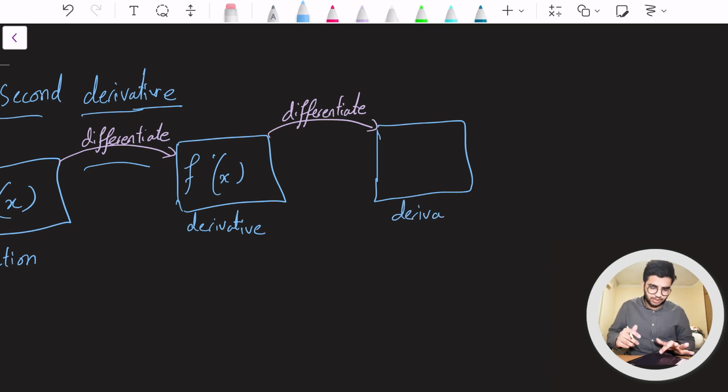Obviously, nothing that complicated. But this time, this is not just any ordinary derivative. It's a derivative of this derivative here. That is an important thing. It's a derivative of a derivative.